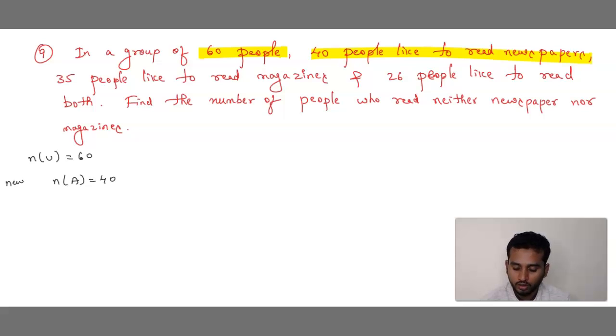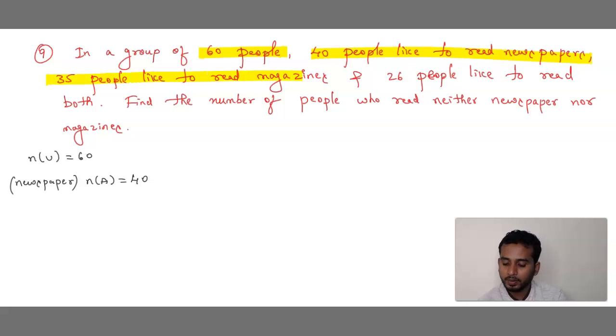In bracket, if you want, you can write newspaper. I will just write once again. First, you can write, I am taking newspaper as n of A. So n of A is equal to how much? 40. Okay. And next, 35 people like to read magazines. So the next option is magazines. What is this? n of B. That is equal to 35.